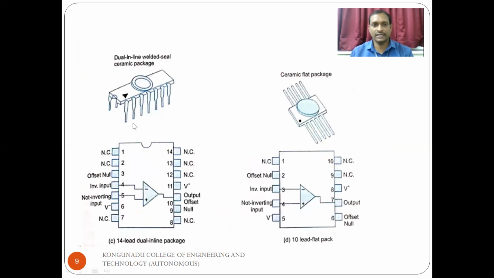So this is the dual inline welded shield ceramic package, which consists of 14 leads. So this is the ceramic flat package. This is the 10 lead flat pack, so it has 10 terminals. Here 3 and 4 are the input terminals, 7th is the output terminal. So generally we have the 8 pin configuration, 10 pin configuration and 14 pin configuration of ICs.